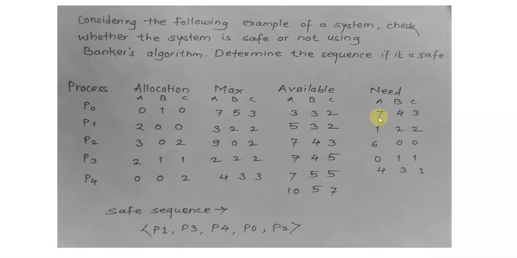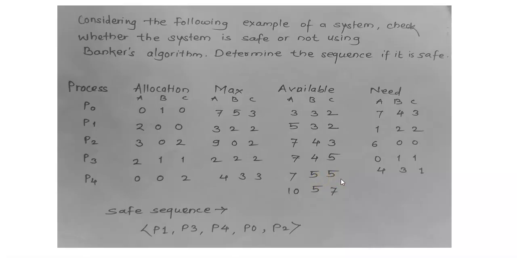The requirement is 7, 4, 3, and the available resources are 7, 4, 5. So we can easily allocate these available resources to P0. So here we are going to write P0 in the same sequence. This P0 is going to release 0, 1, 0 resources. So the updated count will become 7 plus 0, 7, 4 plus 1, 5, 5 plus 0, again 5. So the available resources are 7, 5, 5.